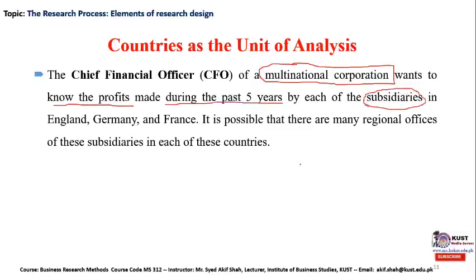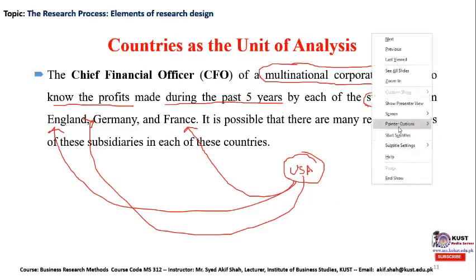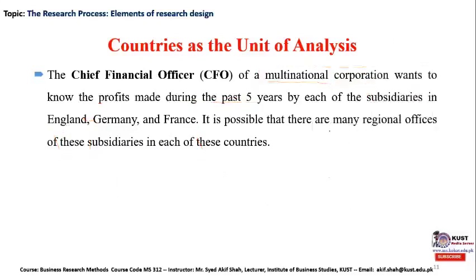if, for example, a company is headquartered in the USA and it has subsidiaries or other existence in different countries like England, Germany, and France, then we can say that the company's headquarter is in the USA and its subsidiaries are available in England, Germany, or France. So let's start with the narration.